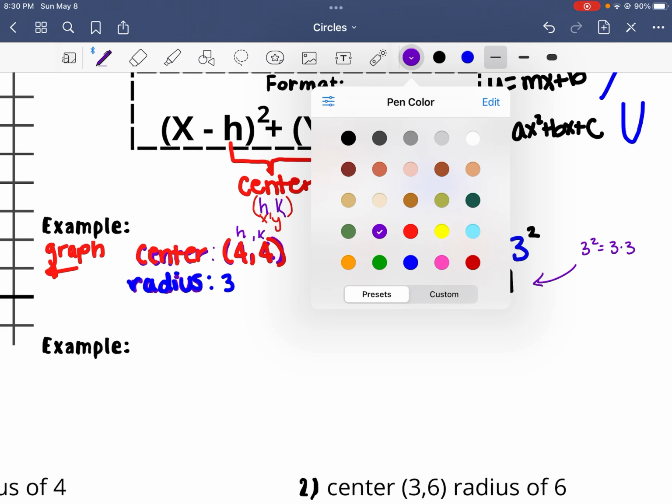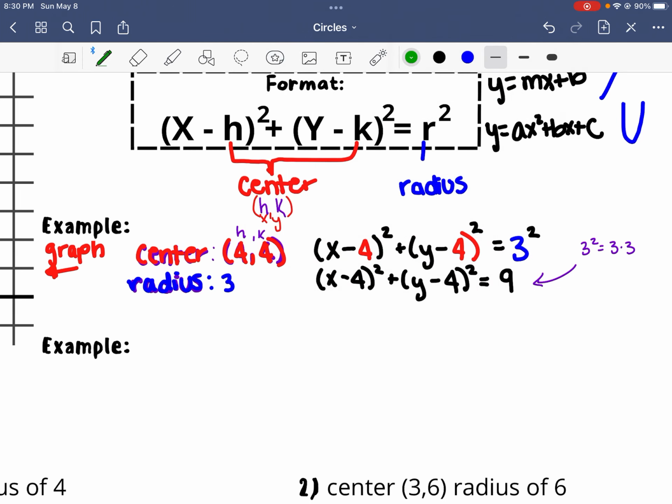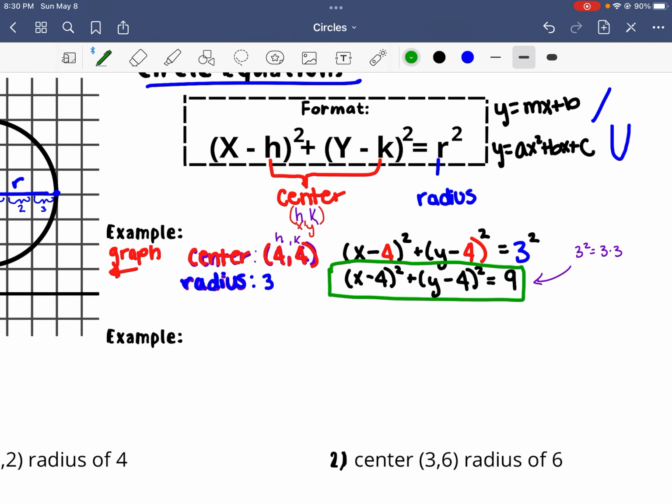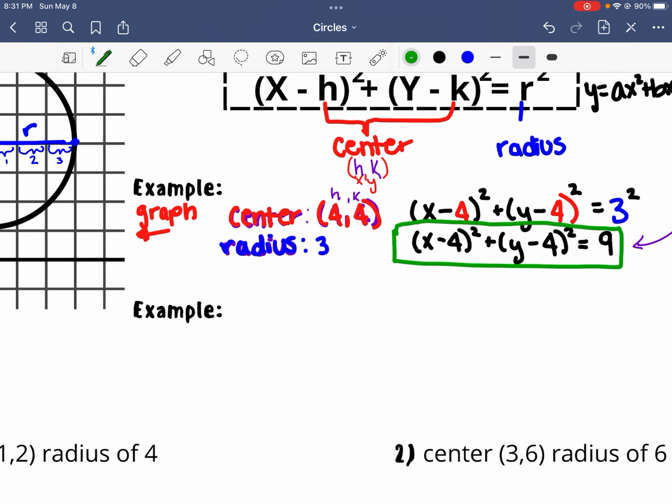So this is my final answer. I'm going to choose green, and I'm going to highlight it like this. And we're done. That is all we need, okay? So again, we can either present you the information in a graph, or we can present you the information written. So this is going to be our second example. And maybe right here I'll put written.